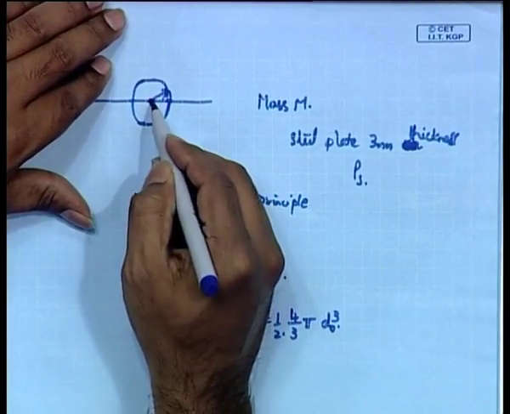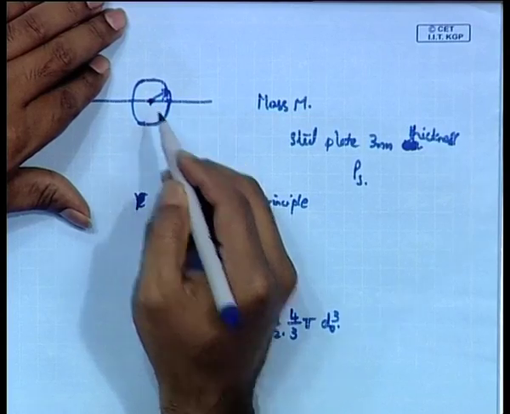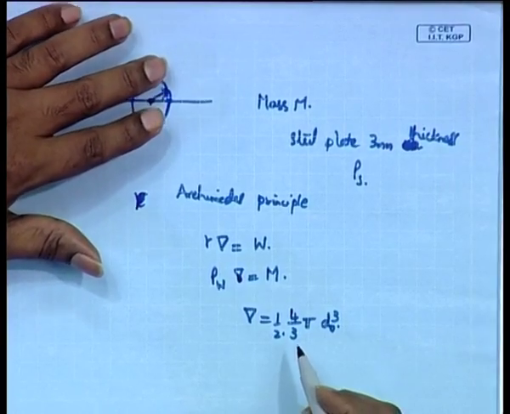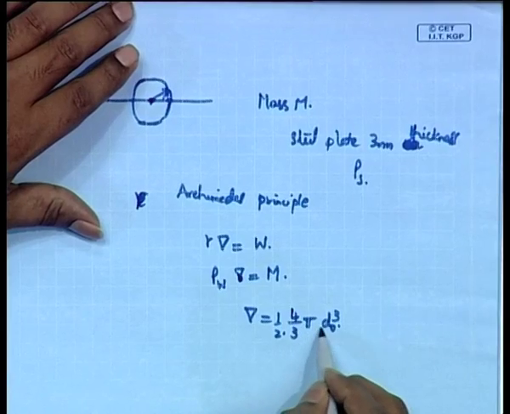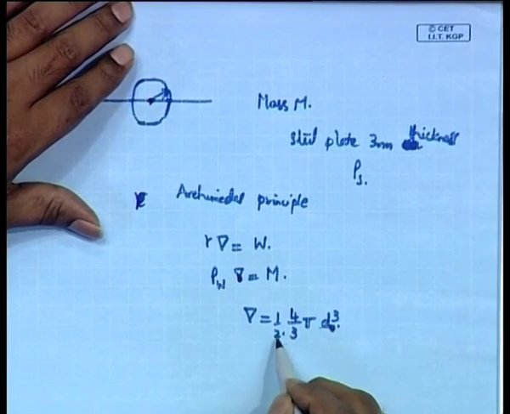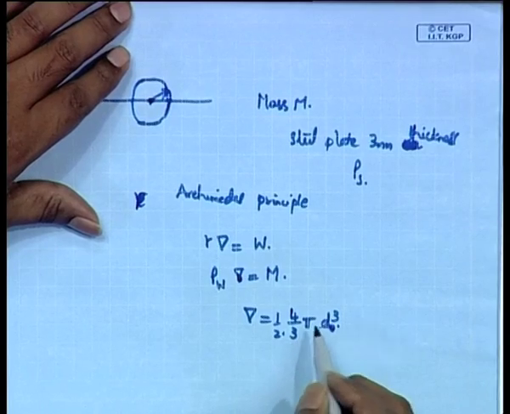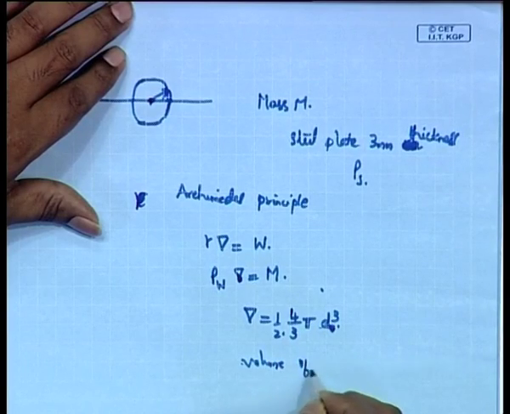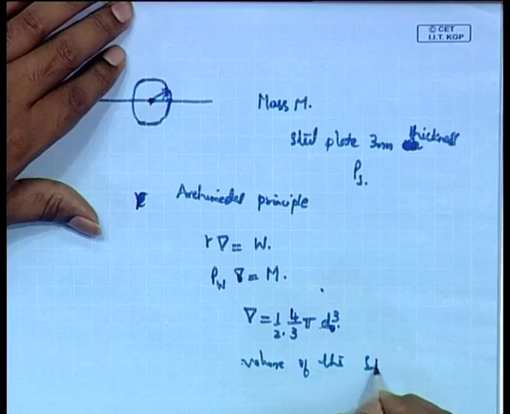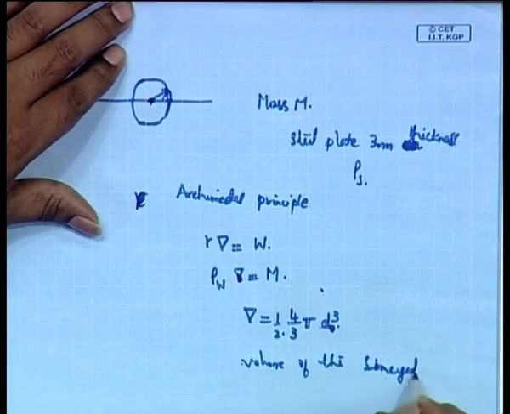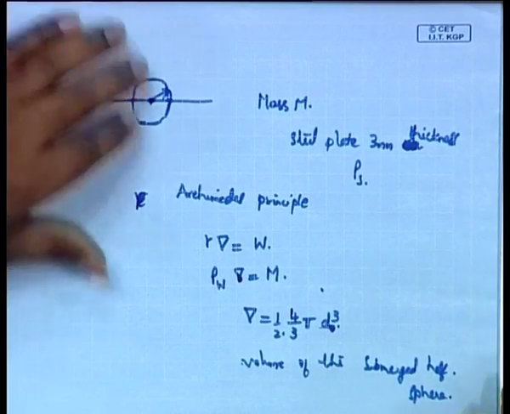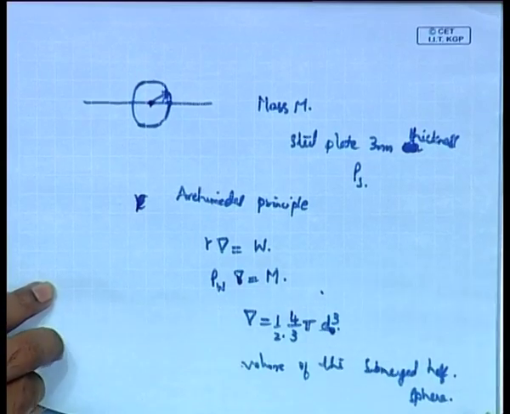That has to be mentioned. The body is floating with the center here, center at the water line. So, half of it is inside, half of it is outside. The volume submerged is given by 4 by 3 pi d0 cubed into half. Half of this is the volume of the submerged half sphere. Volume of the submerged half sphere, del, is equal to half into 4 by 3 pi d0 cubed.